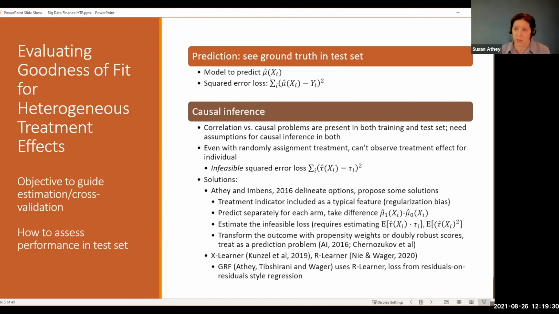It can't estimate it, but I don't need to estimate it to compare two models. And then what's left is actually objects that we can estimate. So we show how to do that in the PNAS paper.